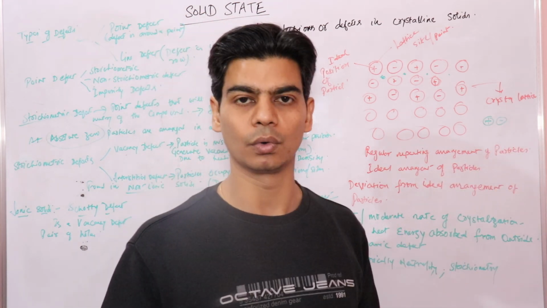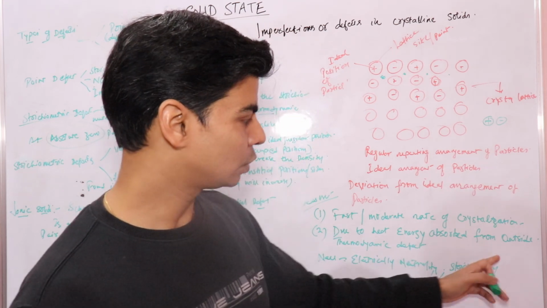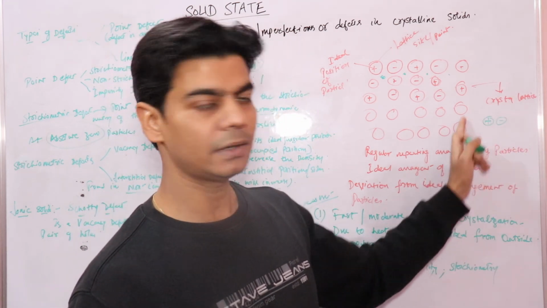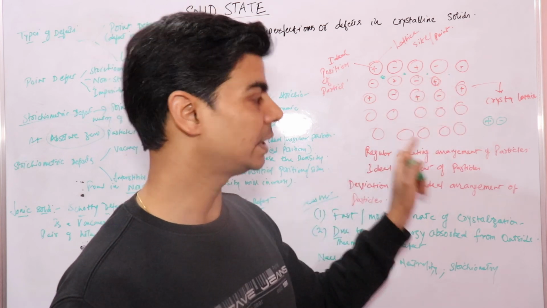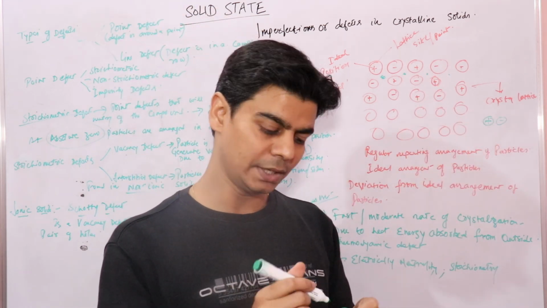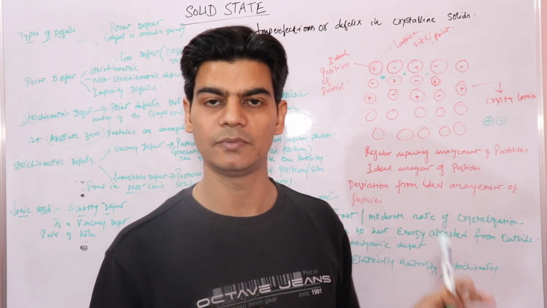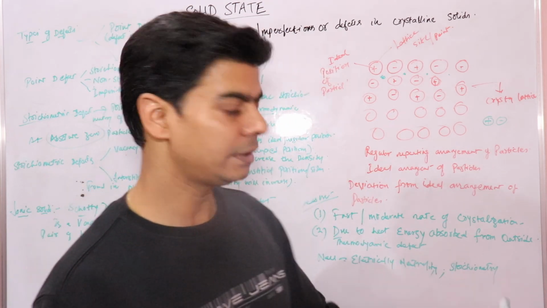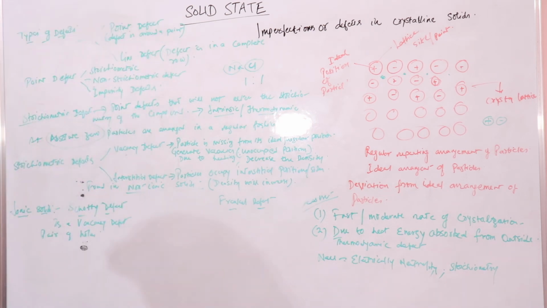Stoichiometry is the ratio of the cation and anion. So when the same number of cations and anions are missing from their ideal sites, the cations and anions remaining would have the same ratio as before. So stoichiometry and electrical neutrality are maintained in case of Schottky defects, and it will generate a pair of holes, as I said.